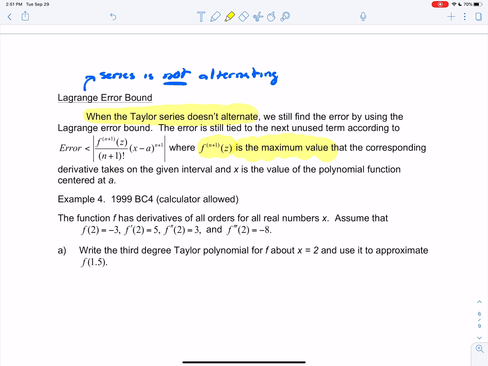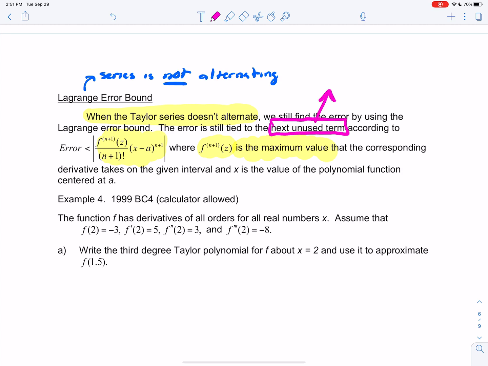That corresponds, which is pretty much the same thing. This right here is the next term, but what I want you guys to circle or highlight is this right here. You're not using the next available term, okay? You're using the next unused term.